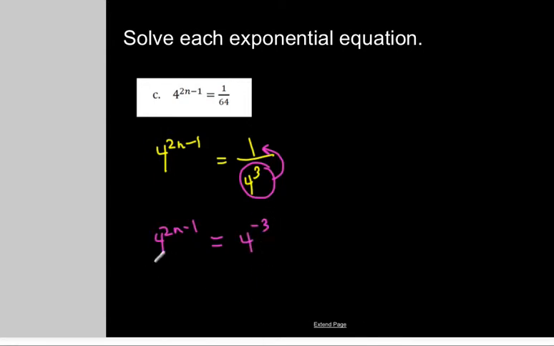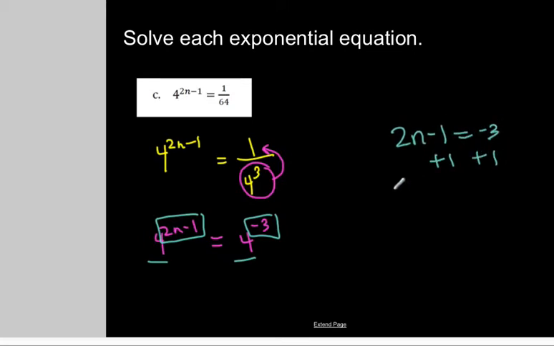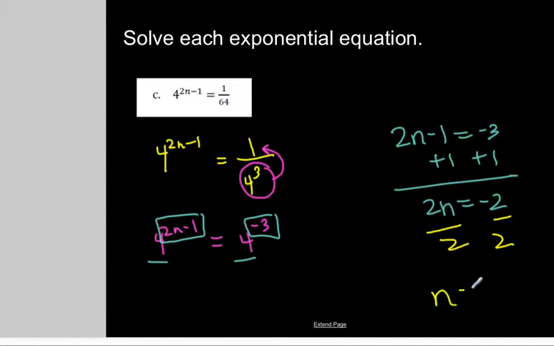If you look, my bases are now the same, so I can set my exponents equal to each other. So I'd have 2n minus 1 is equal to negative 3. Add 1. Then I would have to divide both sides by 2. So in this case, n is equal to negative 1. So there is my final answer.